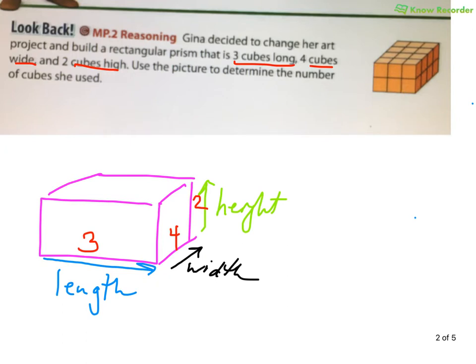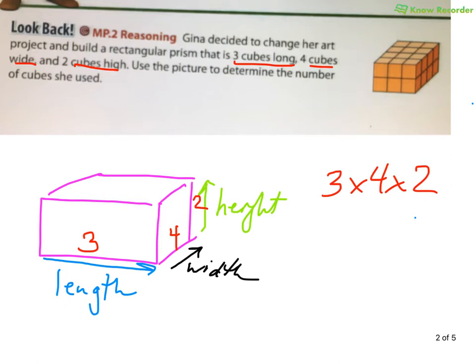So they want us to multiply these numbers together. What does my multiplication sentence look like? It looks like that. Now, it does not matter which numbers I decide to multiply first, because the associative property of multiplication says no matter how you choose to multiply these numbers, you're going to get the same answer.